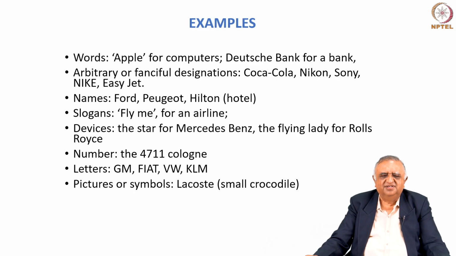Then letters, GM, Fiat, VW, KLM, 3M. Many of these are abbreviated words. GM is General Motors, VW is Volkswagen, 3M is Minnesota Mining and Manufacturing Company. They are no longer in mining, so they have abbreviated their name to 3M. In India, we have ITC, Indian Tobacco Company. Their main business used to be tobacco. Today it is about 30%. 70% is their agri-food business. So they abbreviated their name to ITC. Then pictures and symbols. Lacoste, small crocodile which you see on apparels or footwear.